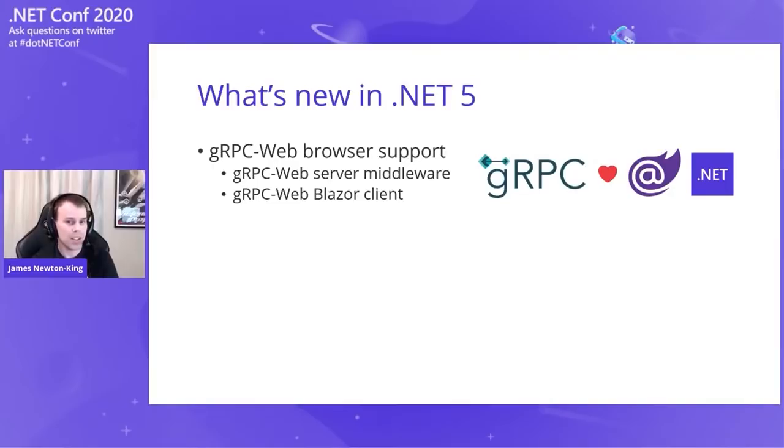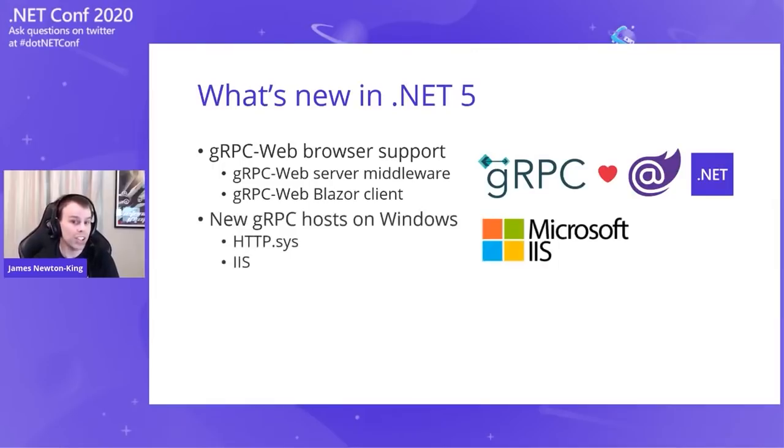So what gRPC-Web is, it modifies gRPC slightly, so it makes it compatible with browsers. Because browser APIs, like JavaScript APIs like Fetch and XHR, don't support standard gRPC by default. So gRPC-Web is a slight modification. And in .NET, we now have server middleware that is able to handle gRPC-Web calls. And we've also created a Blazor client. So if you're within a Blazor WebAssembly app, you're able to invoke gRPC-Web from within your Blazor application.